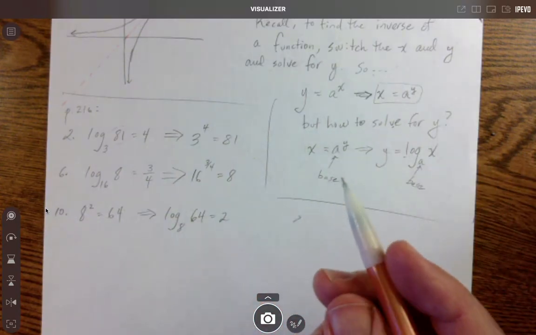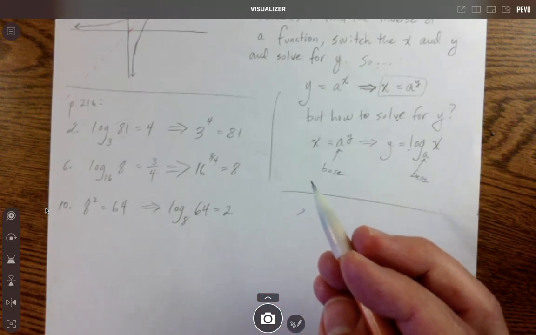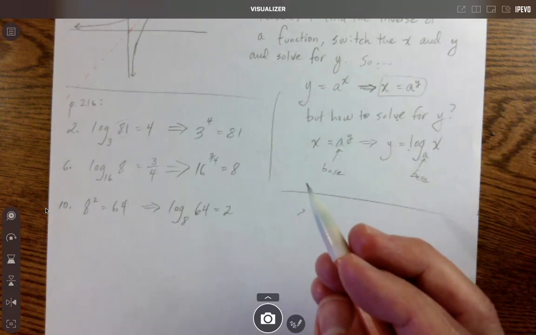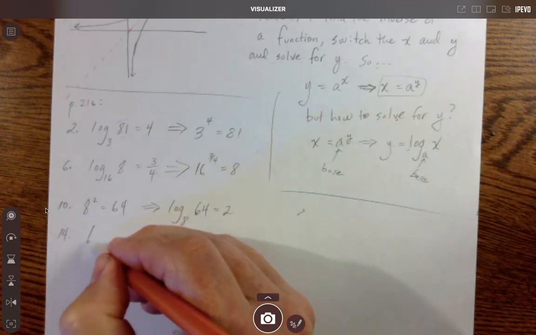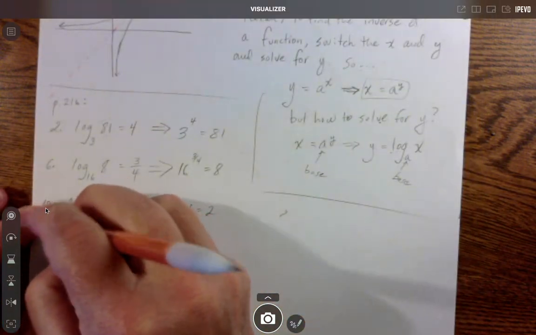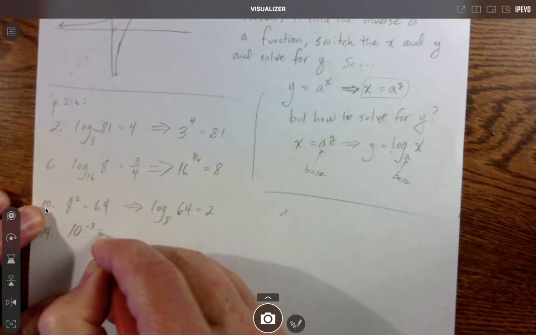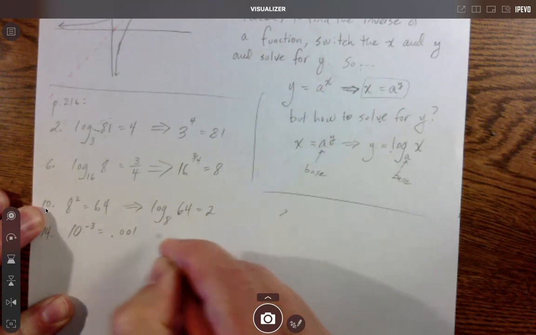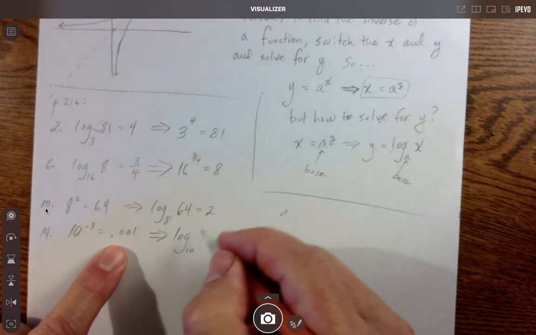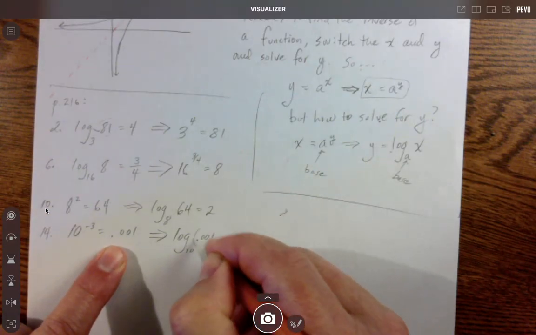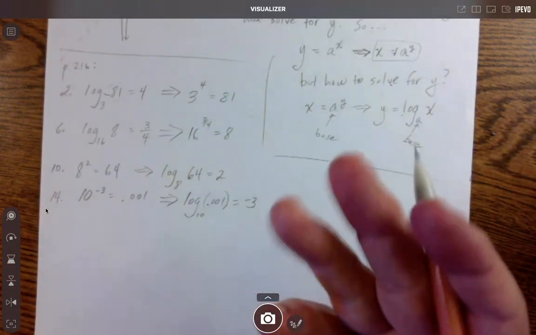Let me see if I can find one that's a little bit different. 14 is 10 to the negative 3 equals 0.001. So that would become log base 10 of 0.001 equals negative 3. All right, and that's it.